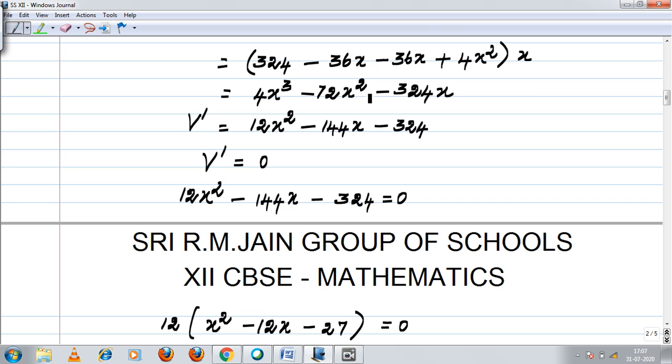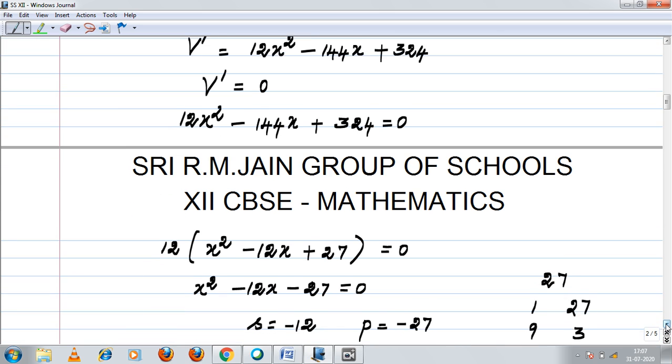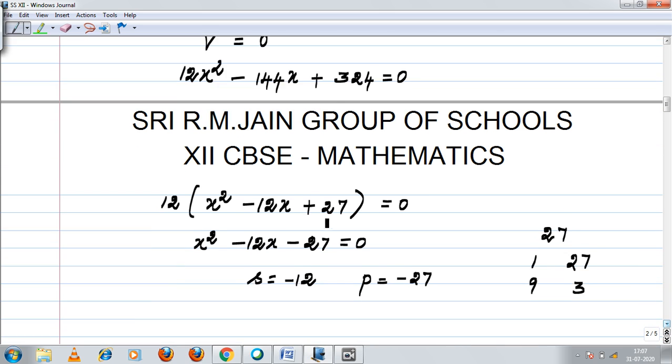Plus 324, sorry, plus 324x. So the sum is negative and the product is positive. That means both the numbers are negative. Which is apt here? The second one is apt, right?